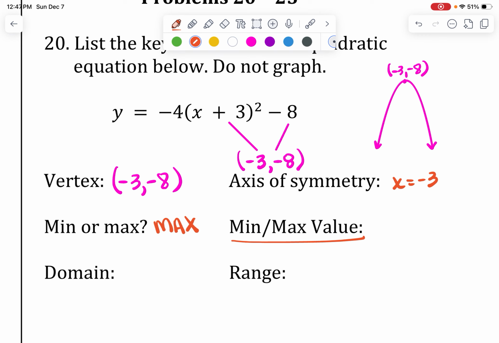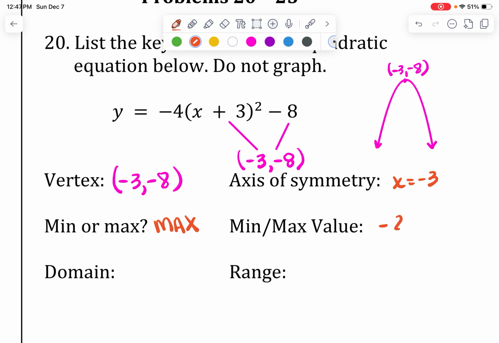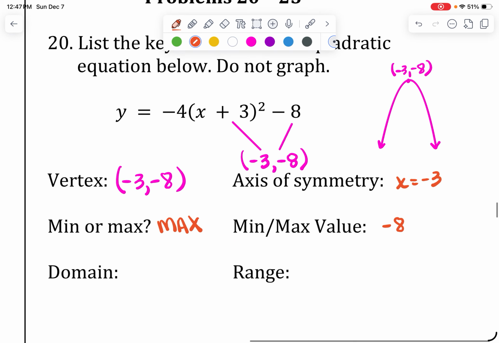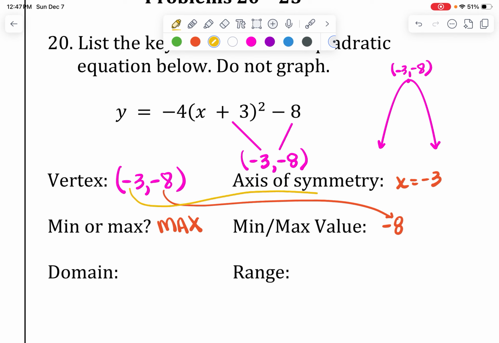Now, when it says min or max value, that is literally just asking you for the y, the highest y value of the function, since this was a max. So literally you are just taking this number and putting it right here. Just like we use the x to find the axis of symmetry, the y value is the max value of that function. And then, of course, we have the domain, which is all real numbers. And then we have the range, which is y, and it's opening down, so less than or equal to that max value of -8.